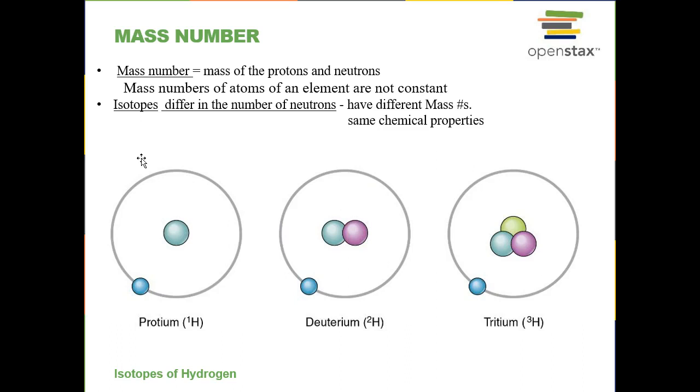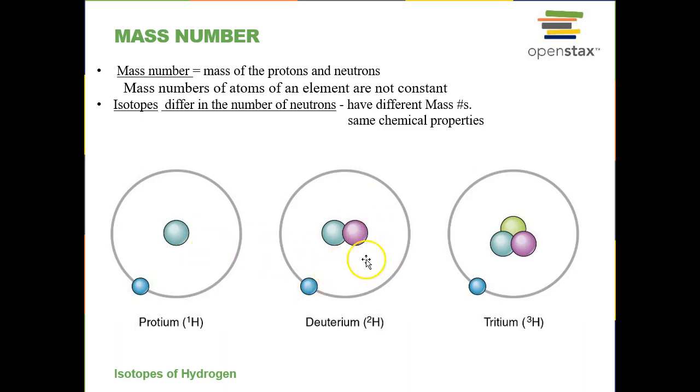However, you can have different numbers of neutrons in an element. So here is regular old hydrogen. Hydrogen just has one lonely proton in its nucleus. Why it doesn't have a neutron normally, I don't know.